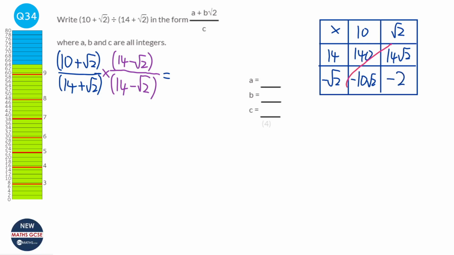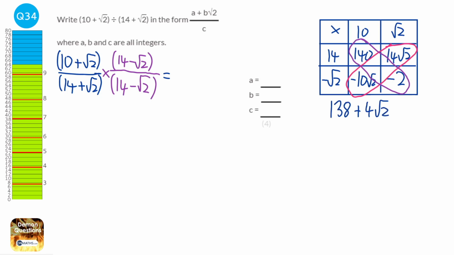Now, when you expand surd brackets, these two and these two will add together. So we're going to start off with the numbers. 140 take away 2 is 138. And then we'll do the surd. So 14 root 2 take away 10 root 2 is plus 4 root 2. Okay, so the top is going to be 138 plus 4 root 2. And let's do the bottom.